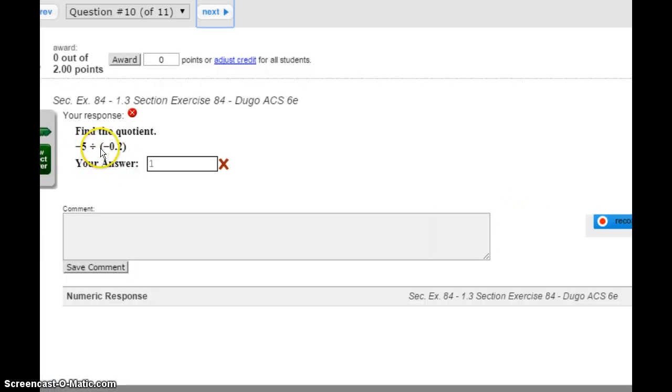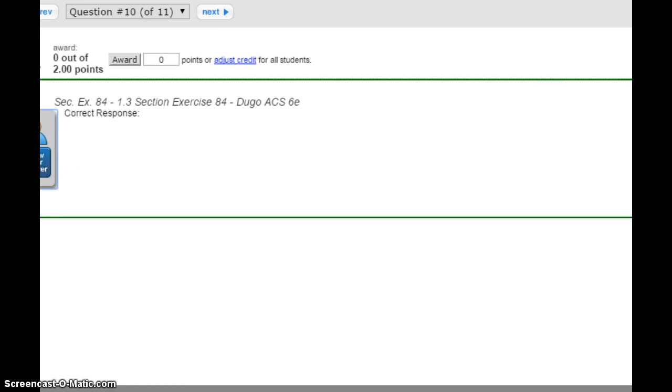Use your calculator on this one. There's 2 negatives, so the answer should be positive. And -5, I think you hit multiplication because these 2 things multiplied together would be 1. But 5 divided by 0.2, how many times will 0.2 go into 5 is basically what division means. I think that answer should be 25. So you can verify that with your calculator.